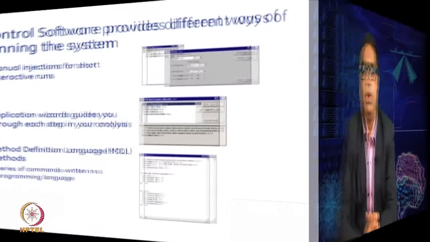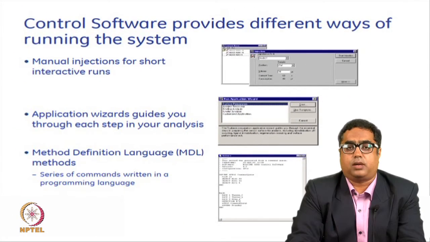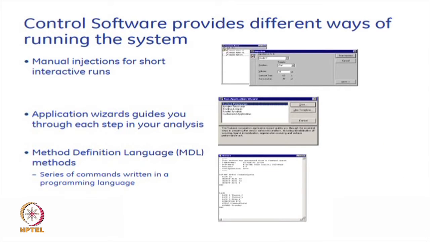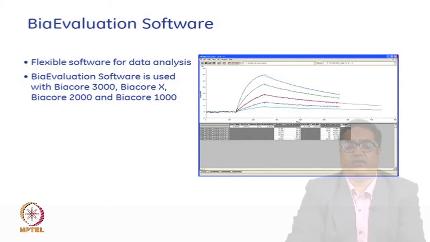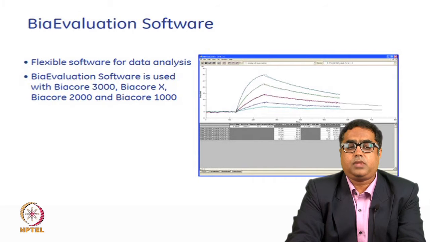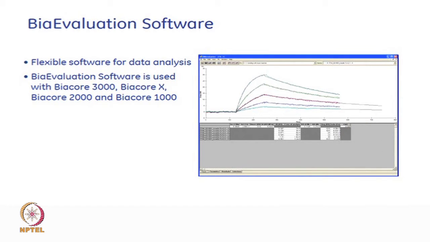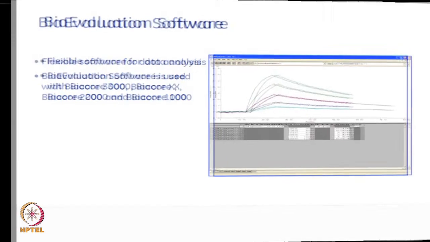Control software provides different ways of running the system. So, there are events which we could observe manually. There are application wizards where we can set up experiments very easily, or we could write our own method and record an experiment. Apart from that, there is also an evaluation software that evaluates the data, and that data evaluation happens by use of algorithms which fit the data and will give out a lot of other parameters for any kinetic event.